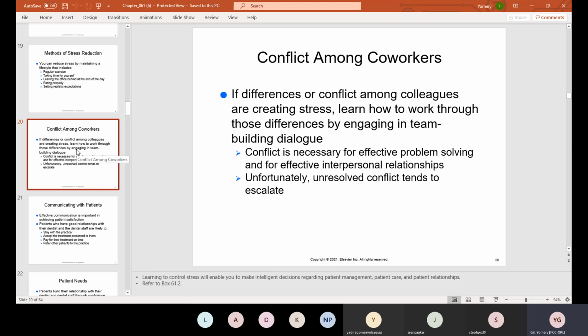What is the key to a successful work environment? Does anybody remember? Teamwork. Correct. Teamwork. Good job. Okay.